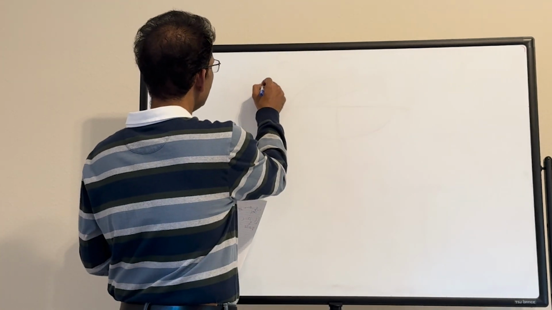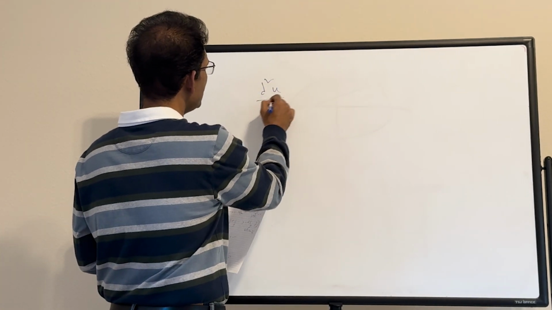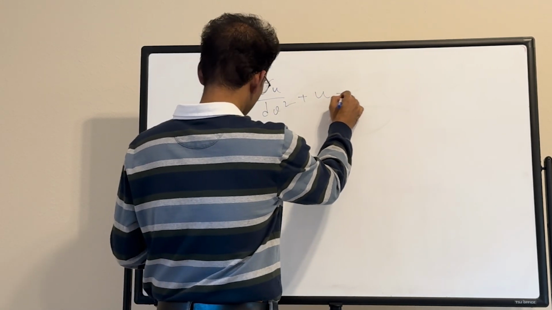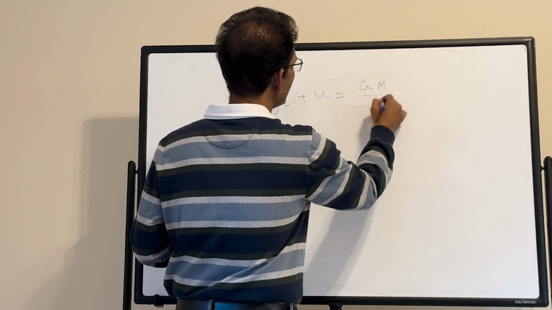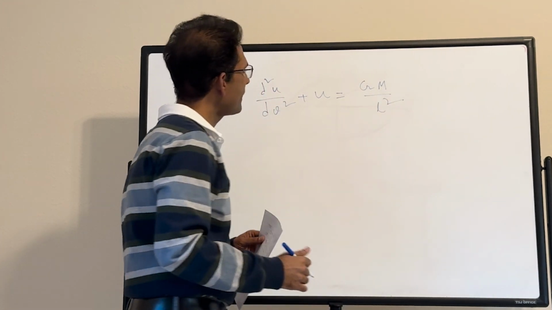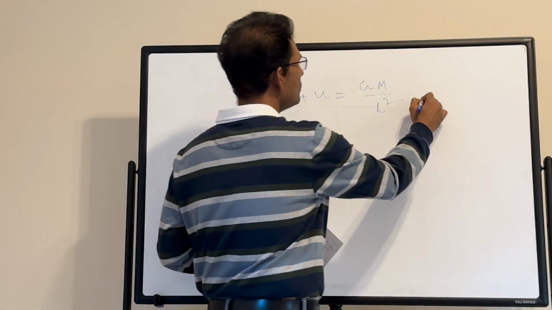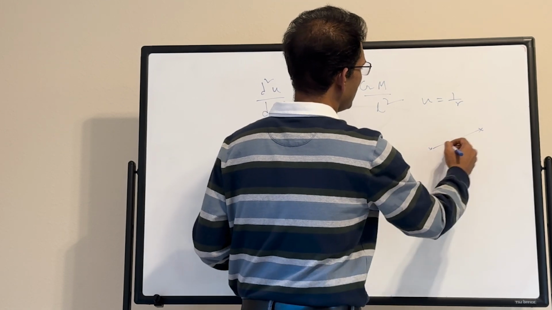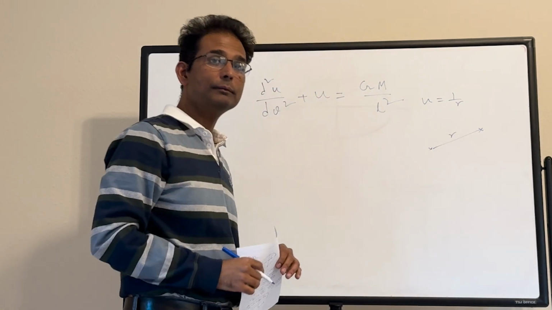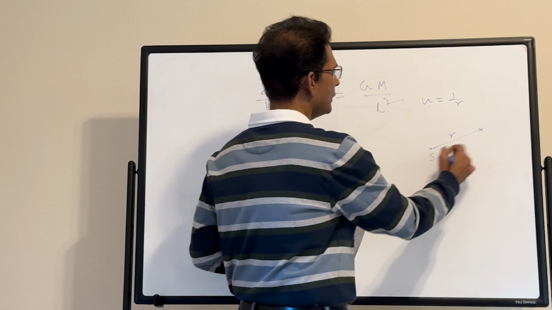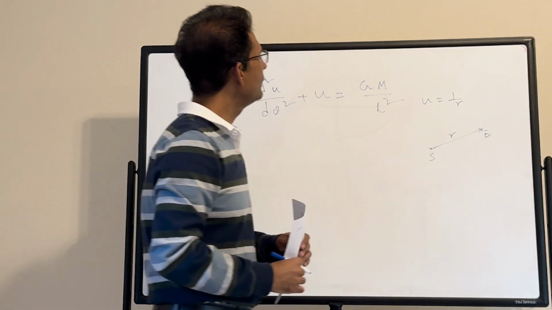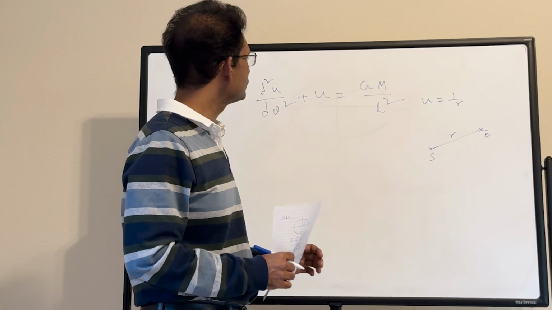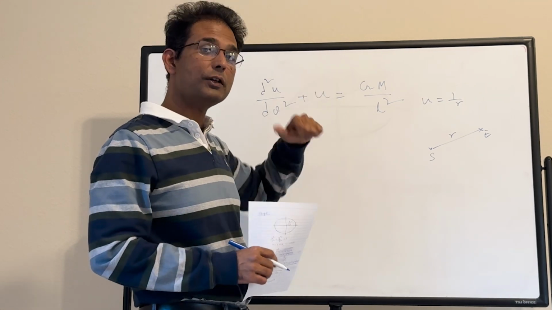We obtained an expression which looks like this: d²u/dθ² plus u is equal to GM over L squared, where u is 1 over r. r is the distance between the center of the force and the object. Let's say this is the sun, this is the earth, this is the r. And u is just 1 over r. So this is what we derived last time.